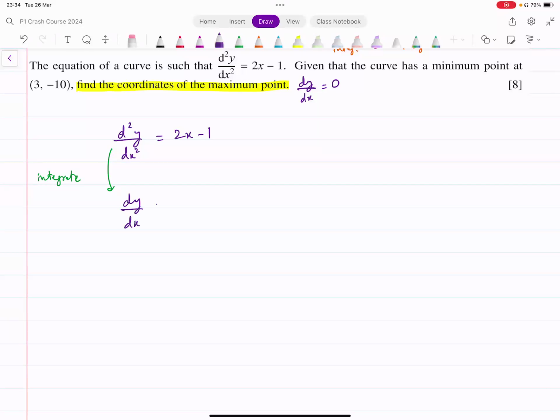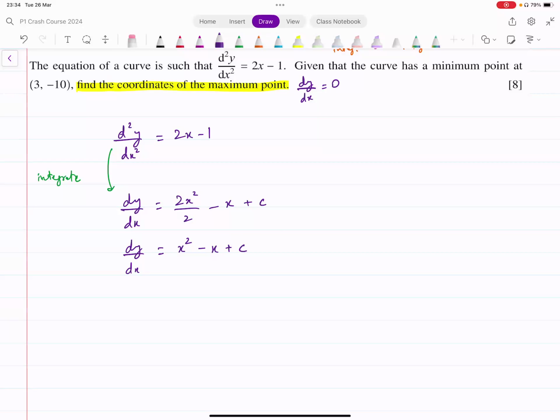dy over dx equals 2x squared over 2 minus x. That's the integration. Are we missing something? Plus c. Whenever we integrate, we have a plus c with that. Okay. So dy over dx turns out to be x squared minus x plus c.